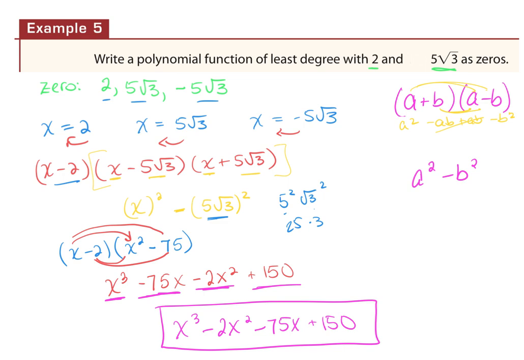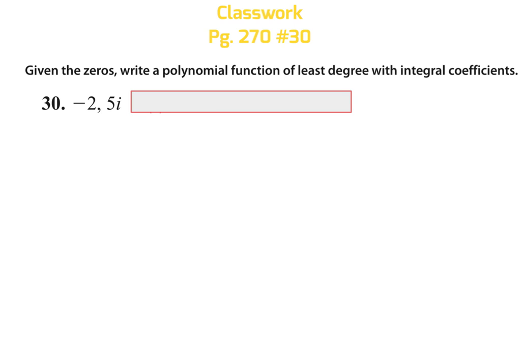All right, so I want you to try one. They've given us the zeros of negative 2 and 5i. Figure out what all your zeros are, and then figure out what the polynomial is.